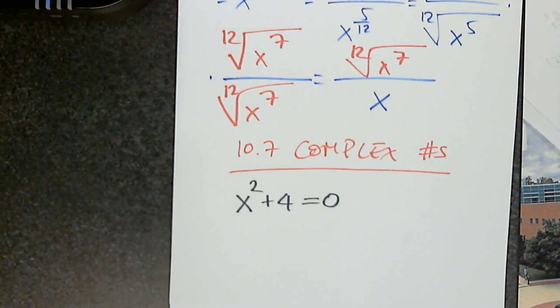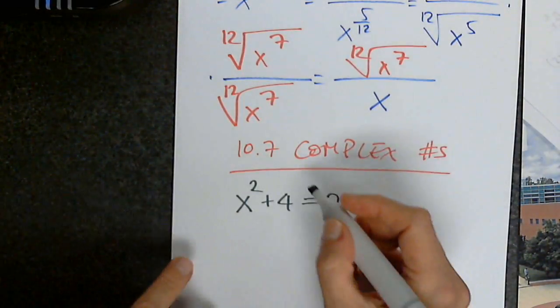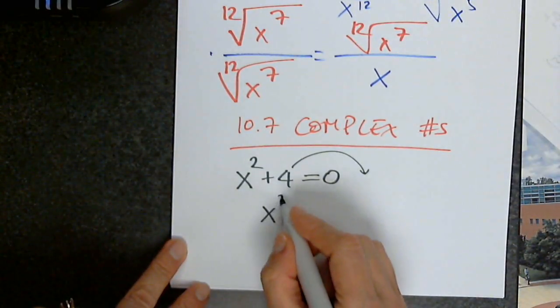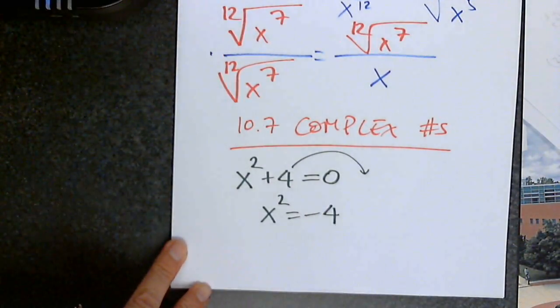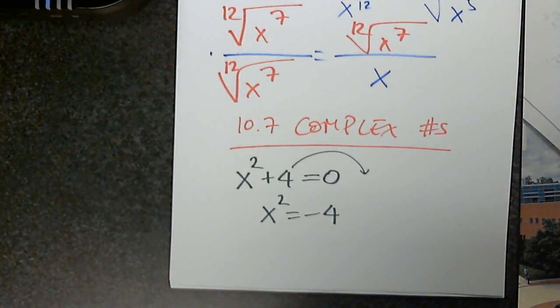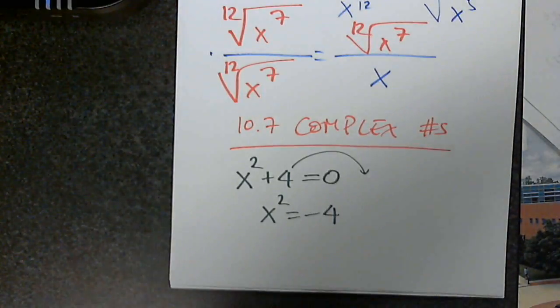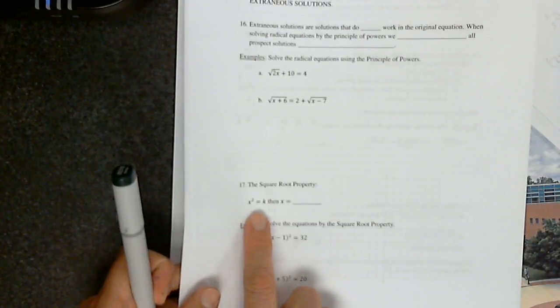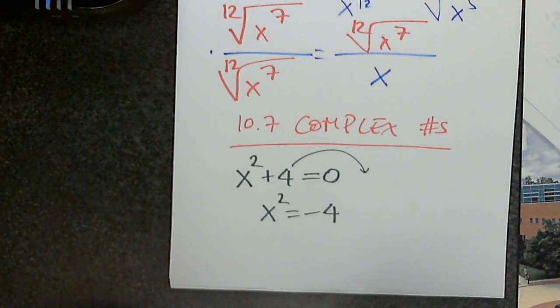I cannot factor. X squared plus 4 is not factorable. It's the sum of squares, not the difference of squares. So what I am thinking of doing is moving 4 to the other side. And then you will say you have to apply the principle of square root, the square root property. You apply the square root property, and then I get stuck.